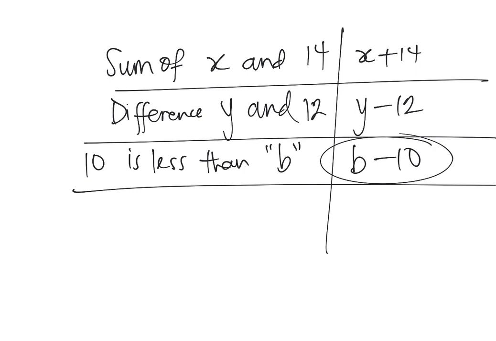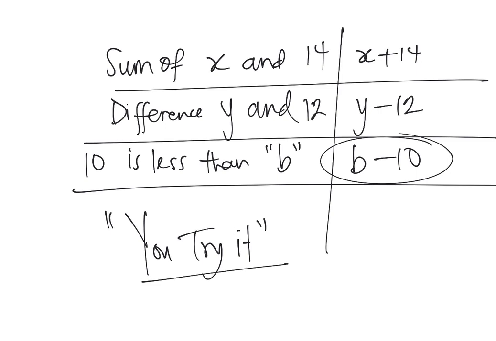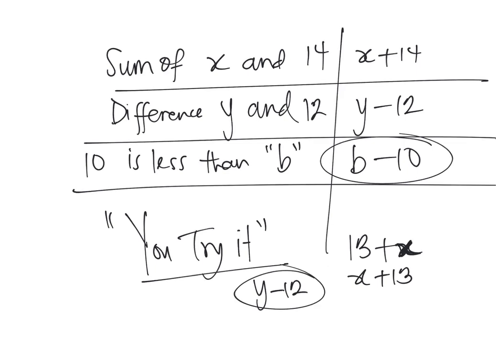I want to encourage you to do the section where it says you try it. The one on page 172 talks about 13 more than x, which would be 13 plus x, or x plus 13. Why are we able to say that? Because of the commutative property of addition. If we say 12 fewer than y, that would be y minus 12. That's given on pages 172 and 173, along with the phrases and some examples. Go ahead and read that and try some of the practice problems.